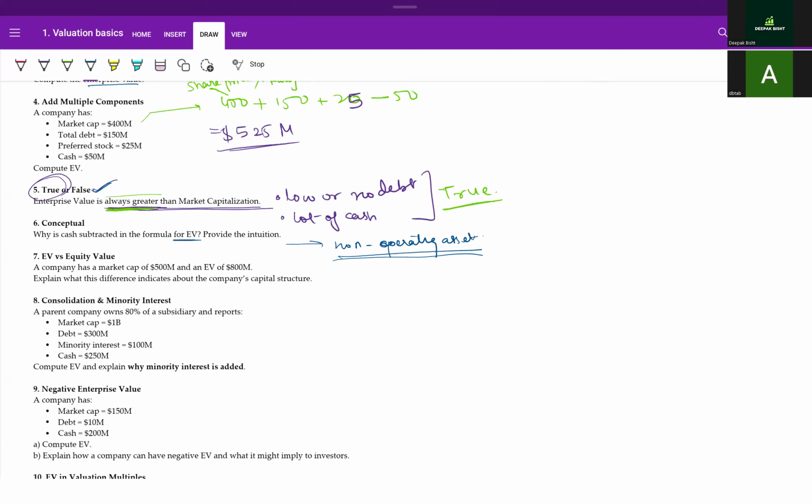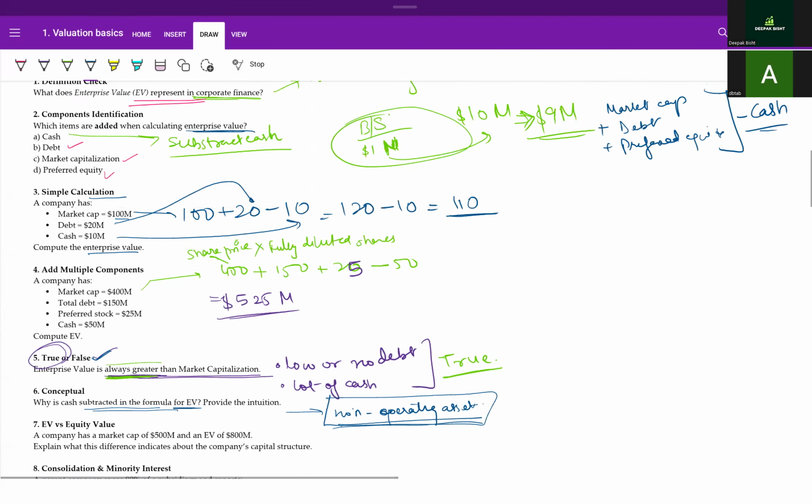And this does make sense because cash is a non-operating asset. Just remember operating and non-operating assets. The concept is that you pay less when you are using the cash, so it reduces the net cost to acquire the company. So that's why we are subtracting the cash, and that is why cash is not a component when we are calculating the enterprise value.